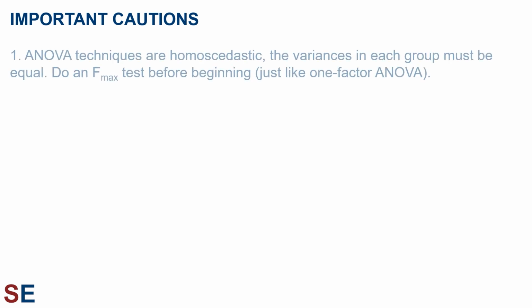There are a couple of important cautions about the two-factor ANOVA that are essential to keep in mind. First, ANOVA techniques are homoscedastic. The variances in each group must be equal. We therefore have to do an Fmax test before beginning, just like we need to do when using the one-factor ANOVA technique. If the groups don't have equal variances, the two-factor ANOVA can give incorrect results.